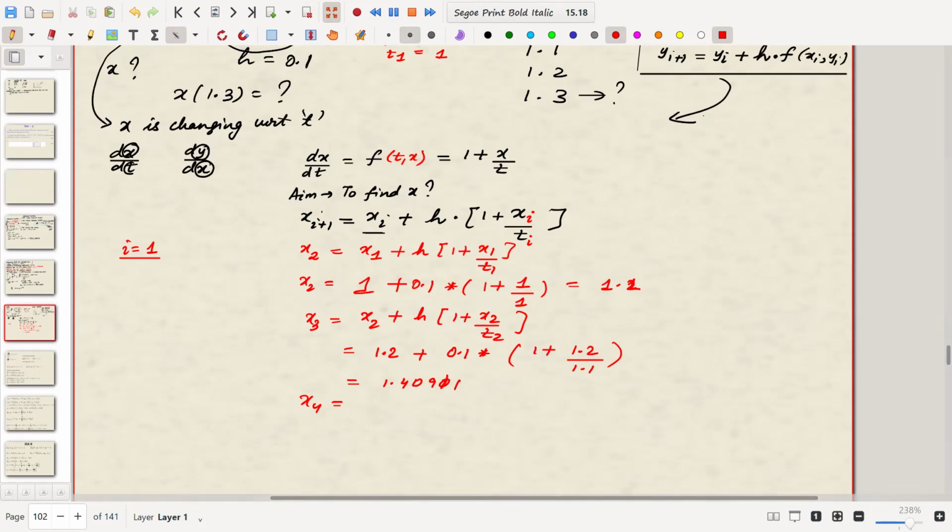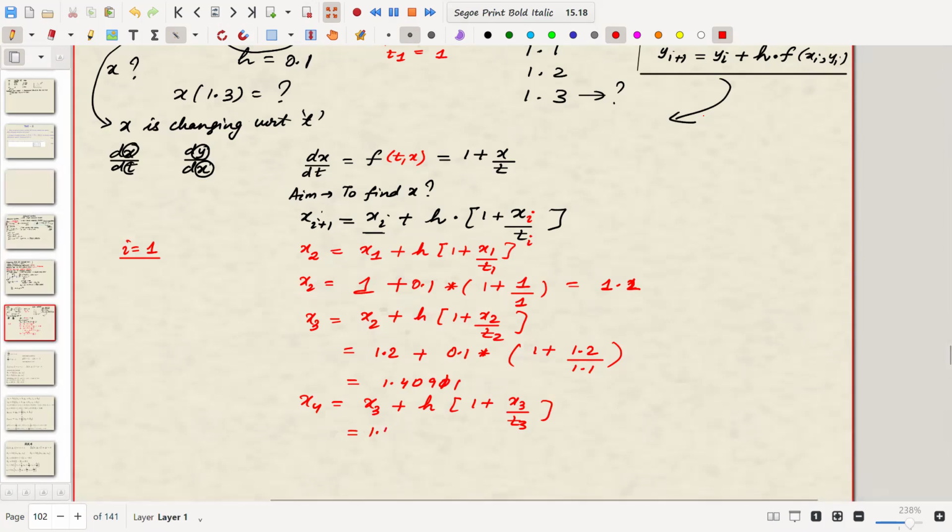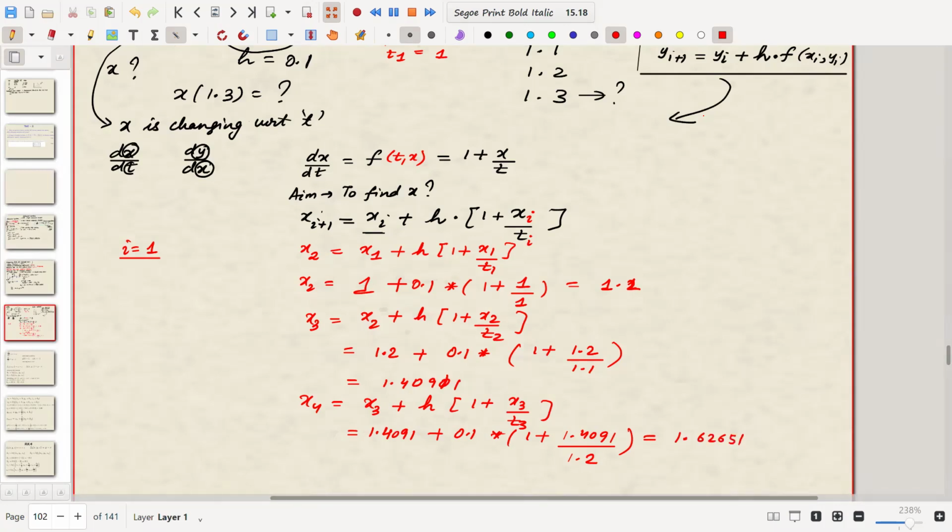What is x4? All should say. What is x4? x3 plus h into 1 plus. So what is the value? Okay. This is the final answer.